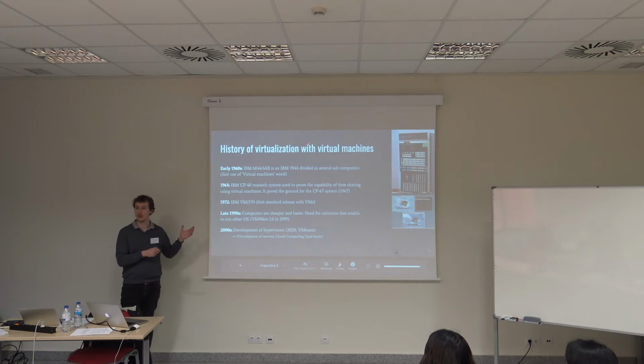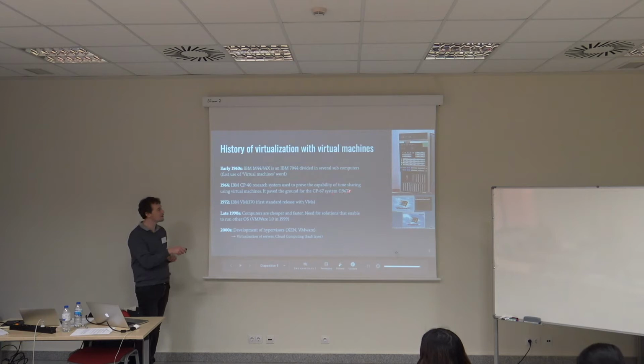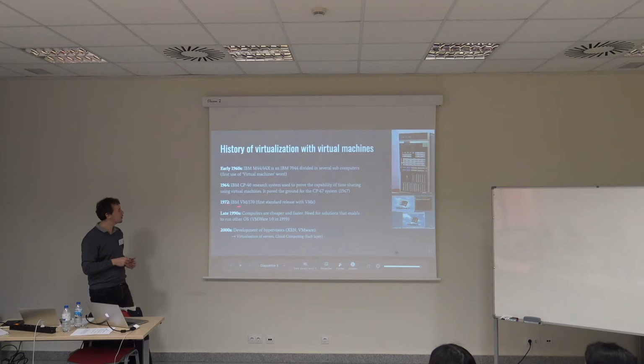There was a later project in 1964, the IBM CP-40 project. They tried to go from a time-sharing system to virtualizing the system, so they had some real virtualization here. This project paved the ground for the CP-67 project in 1967, which was a research project with real virtual machines. In 1972, IBM released the first commercial production operating system that enabled customers to have virtual machines. But it was not really used. People forgot about virtualization. It was not used for real systems, only for very specific ones.